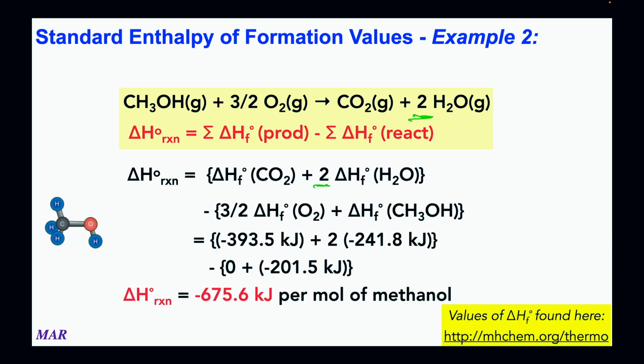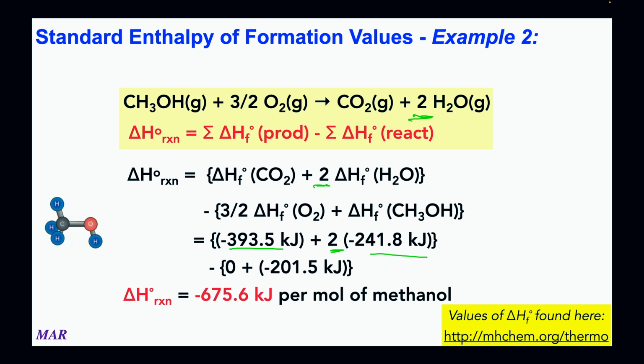There's CO2. We saw that earlier. No big deal. Here's water, but we're going to multiply it by 2. That's because in the balanced reaction, there's a 2 right there. From that, we'll subtract the reactants. Oxygen is 0. The CH3OH would be minus 201.5. So at the end of the day, your delta H value is minus 675.6 kilojoules per mole.